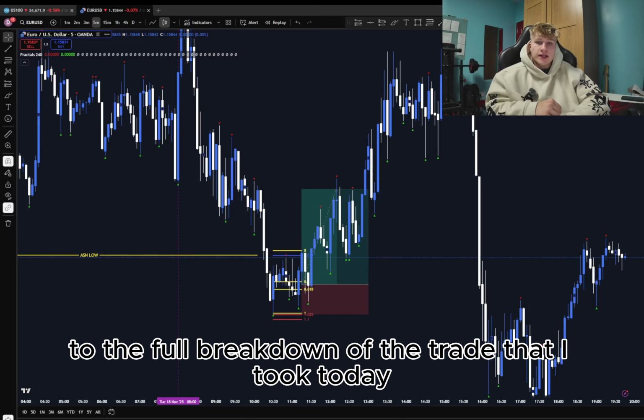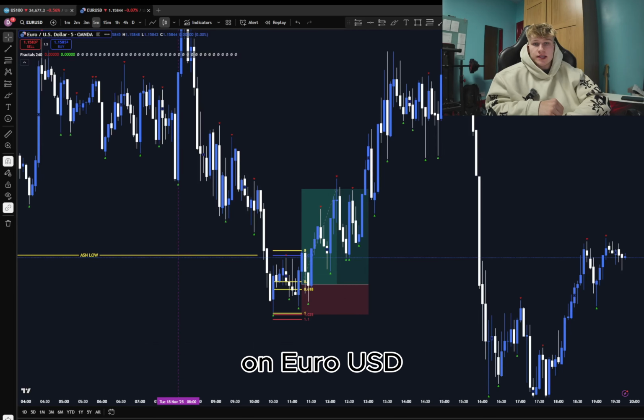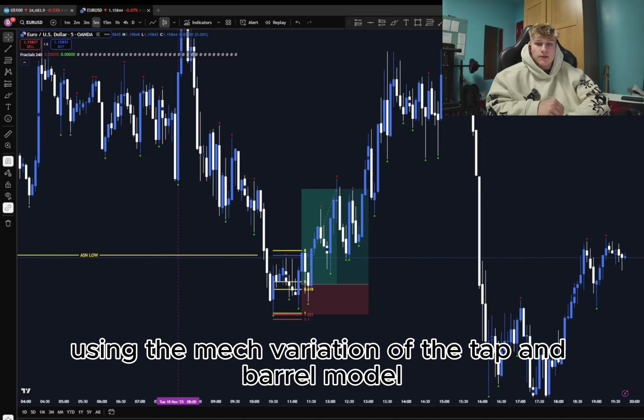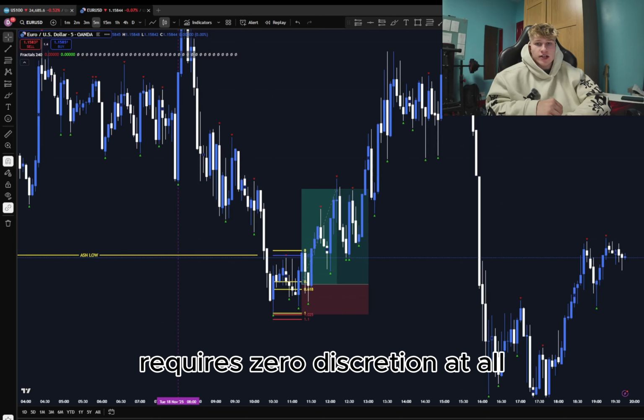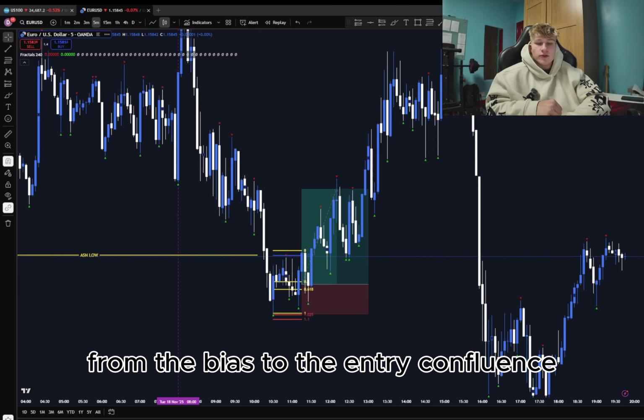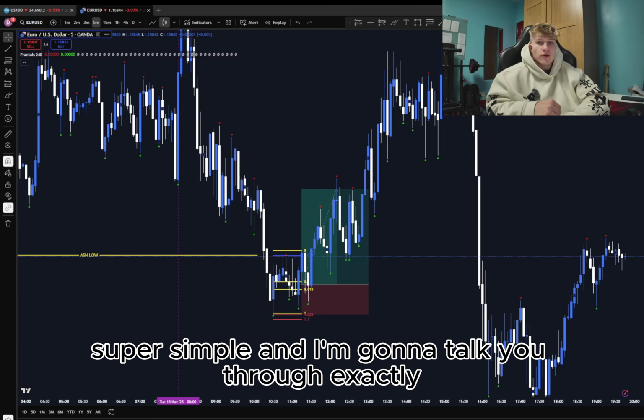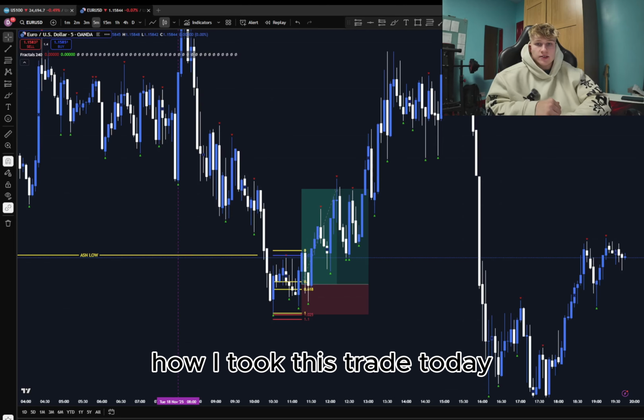Welcome boys to the full breakdown of the trade that I took today on EUR USD using the mech variation of the tap and barrel model. As the name implies, this model is fully mechanical, requires zero discretion at all. From the bias to the entry confluences, everything is fully mechanical, super simple, and I'm going to talk you through exactly how I took this trade today.